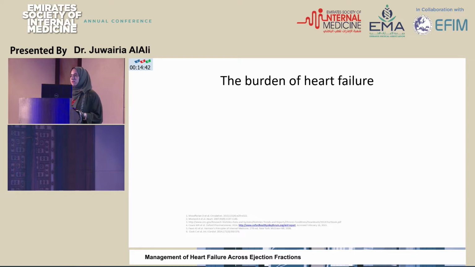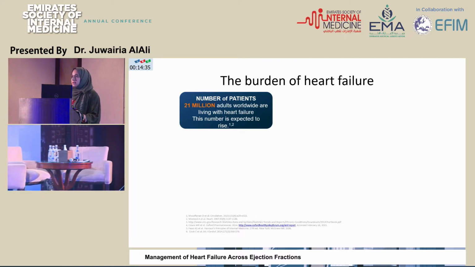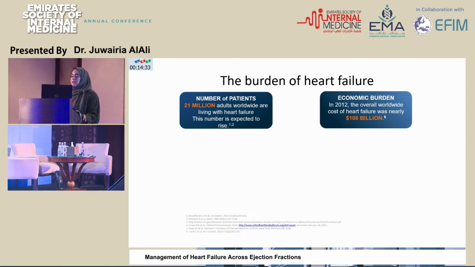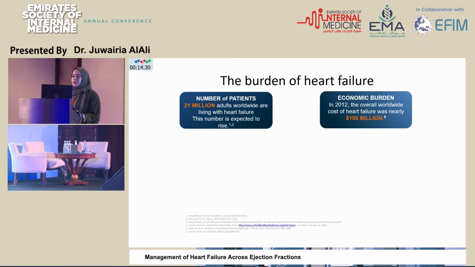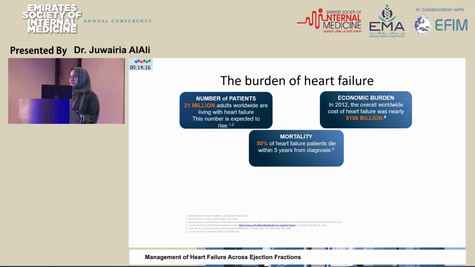But first of all, let's remember the burden of heart failure. About 21 million patients are living with heart failure worldwide, and this number is expected to increase as the population ages. It's a huge economic burden. In the year 2012, the overall cost of heart failure was $108 billion. And it carries a very high mortality. Up to 5 years from diagnosis, half of the patients will die. So you're losing half of the patients in 5 years, and that's a major mortality.